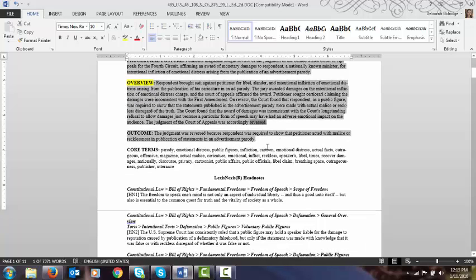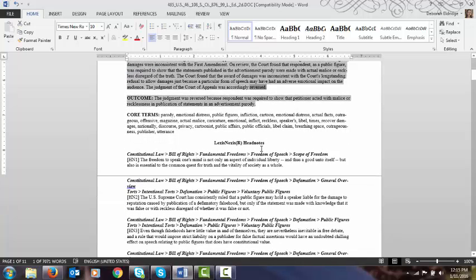That is actually the result of the holding, which is how the court answered the question. Then you have the outcome. A key point to understand when you look at an outcome is it says the judgment was reversed because respondent was required to show that petitioner acted with malice or recklessness in publication of statements in the advertisement parody. So oftentimes, if you see the outcome, that's your issue as well, but the issue is going to be phrased as a question.